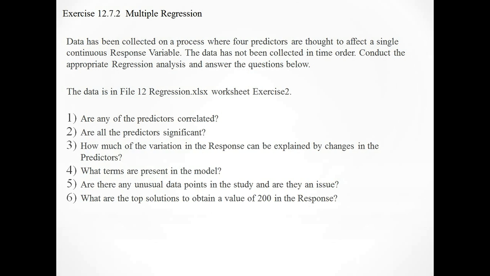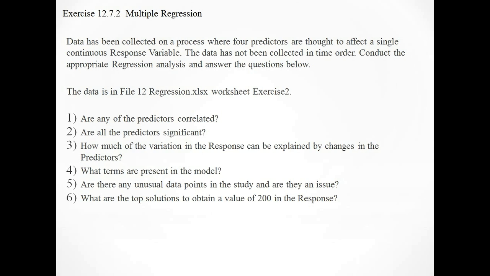Okay, so we're going to be going through exercise 12.7.2, multiple regression, and you can download the data from rmksixsigma.com to work along. The exercise scenario is that data has been collected on a process where four predictors are thought to affect a single continuous response variable. The data has not been collected in time order. Conduct the appropriate regression analysis and answer the questions below.